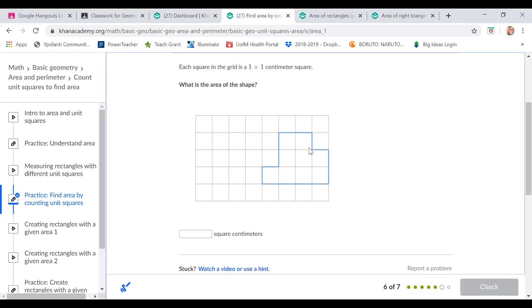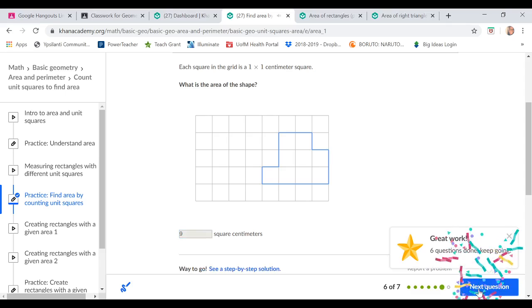This one, again, I'm going to break it up. So if we have this rectangle here, we have 2 by 3. So this is going to be 6, 7. 7 plus 2 is 9. So this one is 9 square centimeters.